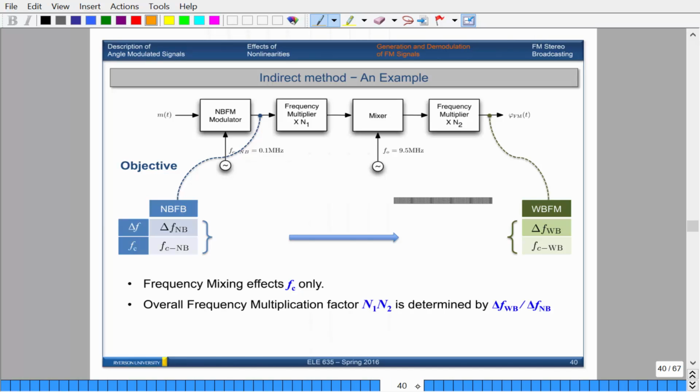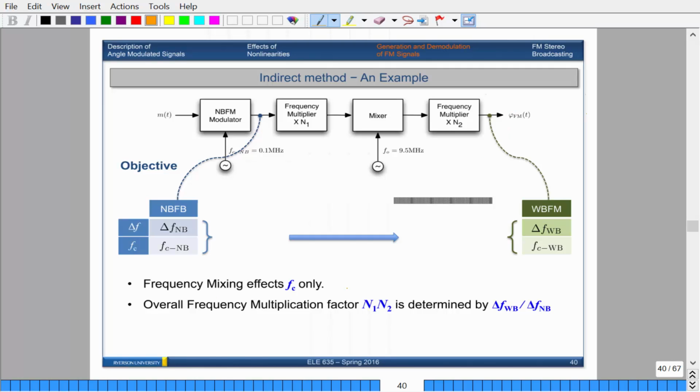So we're going from the beginning to the end. Remember, the mixer doesn't change the multiplication factor. So the overall multiplication factor is going from n1 to n2. When you put it through here, you're going to multiply by n1, and then you're going to go through this again and multiply by n2. So the total factor here is n1 times n2.